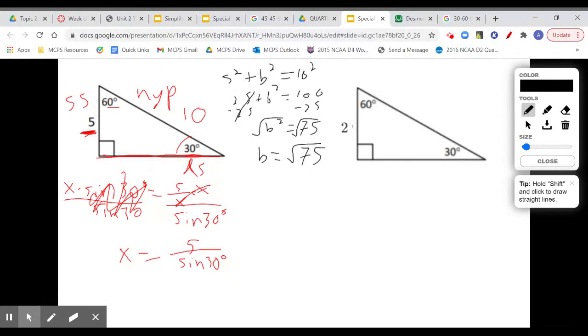Thinking through my perfect squares, 4 is really small. That's not an option. 9, no, that's not going to be my best bet. 16, nope. Oh, 25. 25 fits into 75, and I can rewrite 75 as 25 times 3. And that works out because the square root of 25 is 5. So I end up with 5 times the square root of 3.